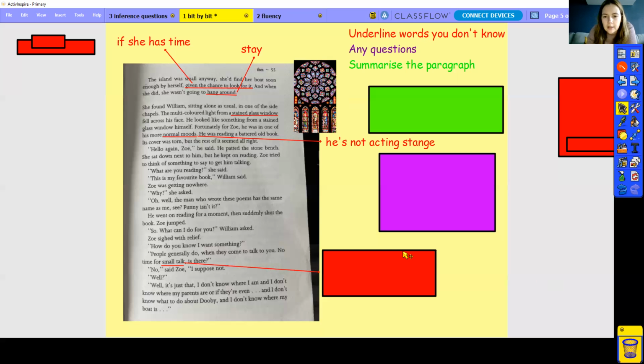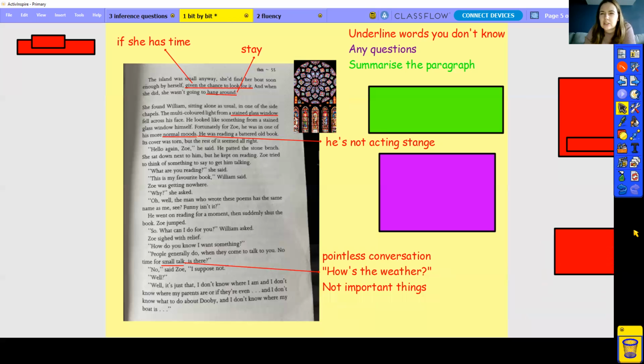So small talk means pointless conversations, little conversations, not about important things. Conversations about everyday things like, how are you? Or what did you do today? How was work? Those are your small talk, not very important conversations.